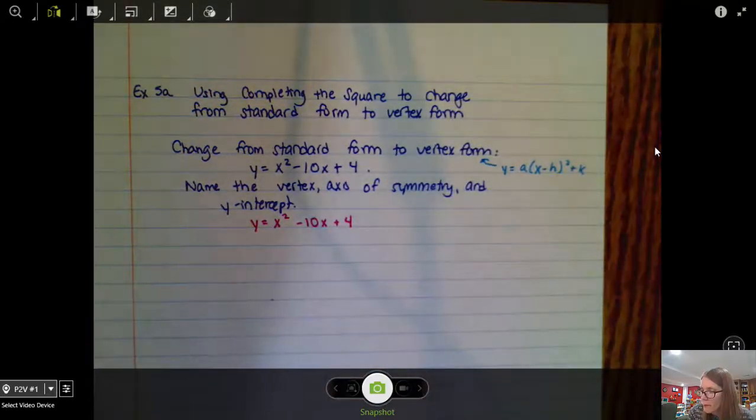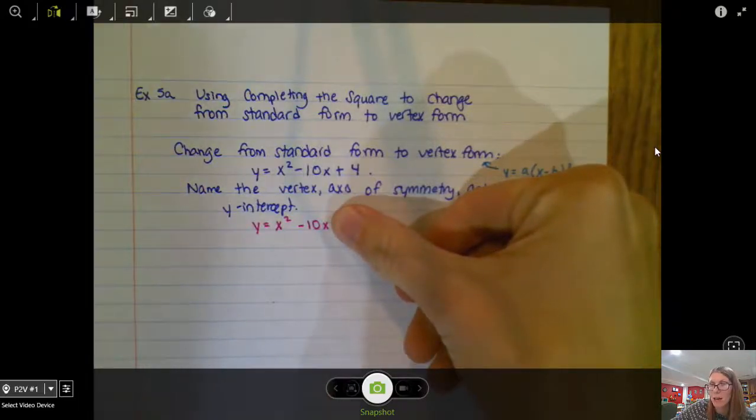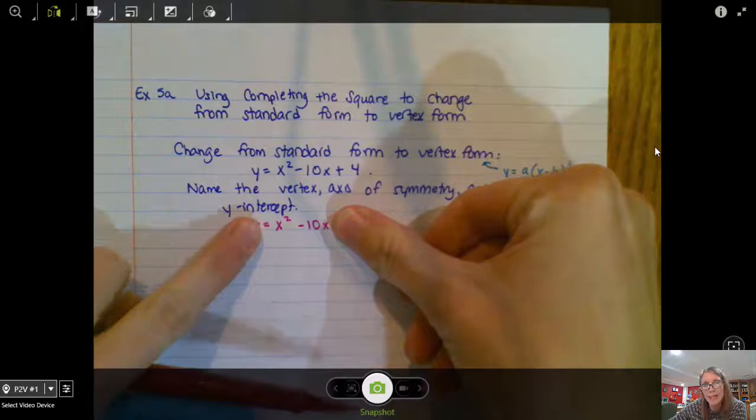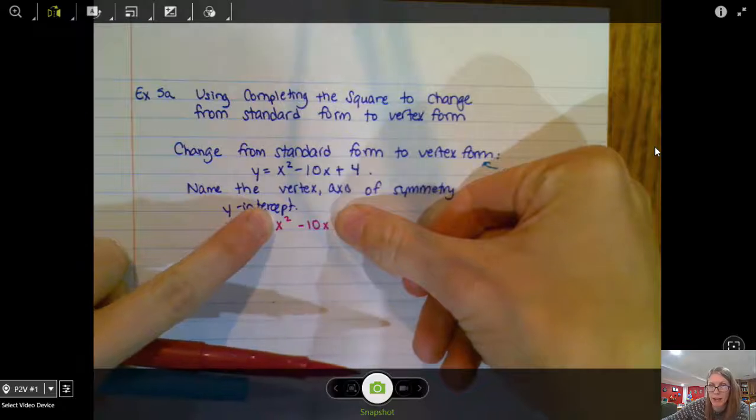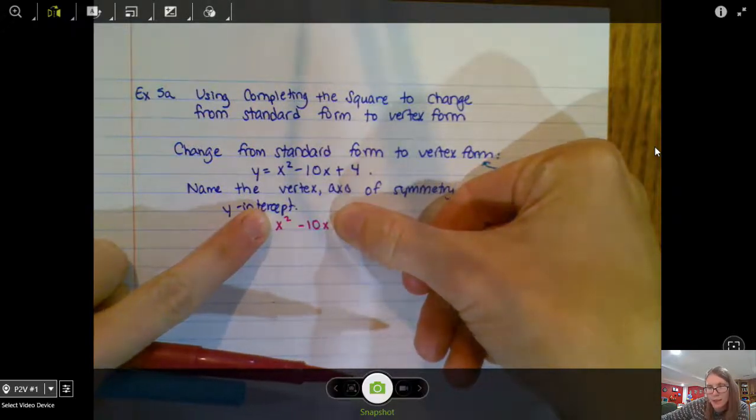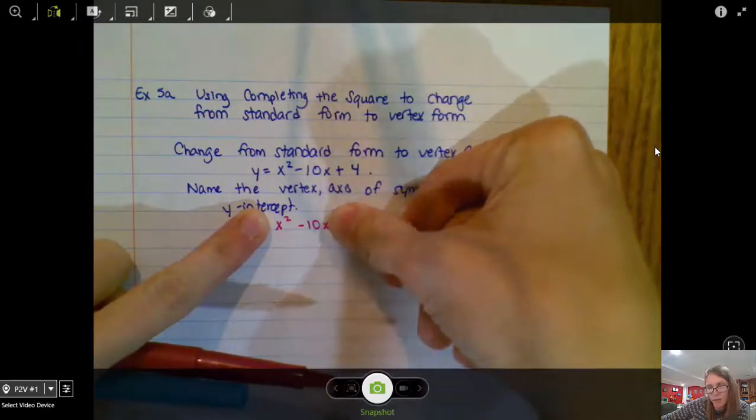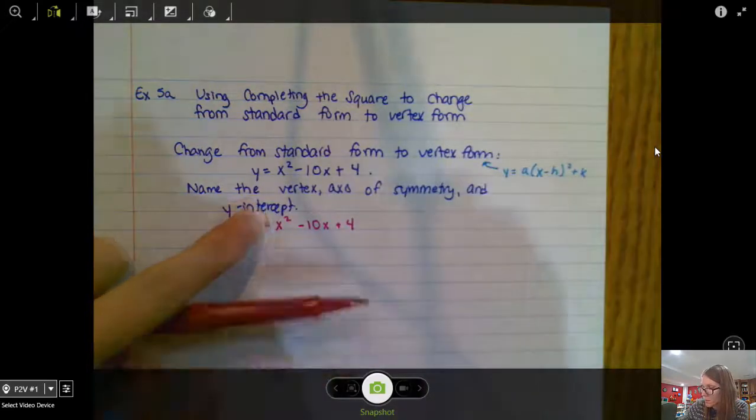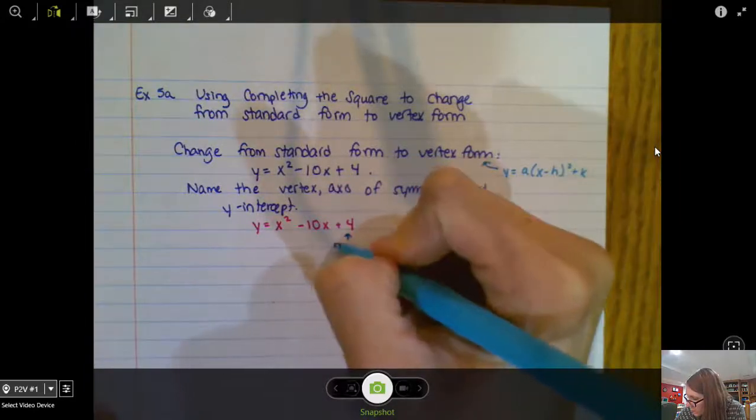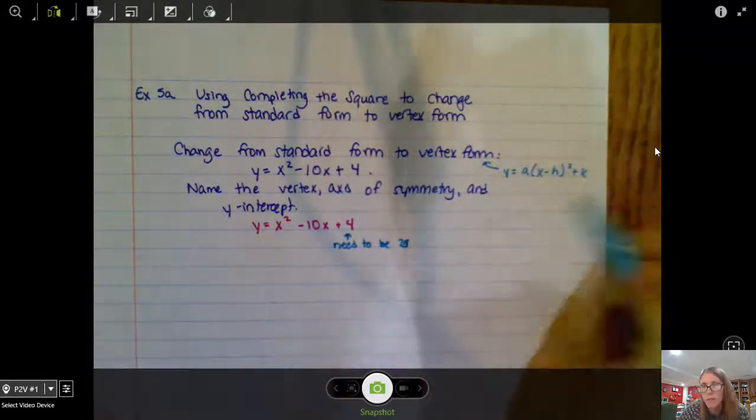Just like before when I was solving quadratic equations by completing the square, I want to figure out what number would have to go here if I had a perfect square trinomial. This y doesn't matter right now. Whatever number's under my thumb doesn't matter. It's really this x squared minus 10x. If I have this minus 10x, b is negative 10, divided by 2 is negative 5, squared is 25. I need this number right here to be 25.